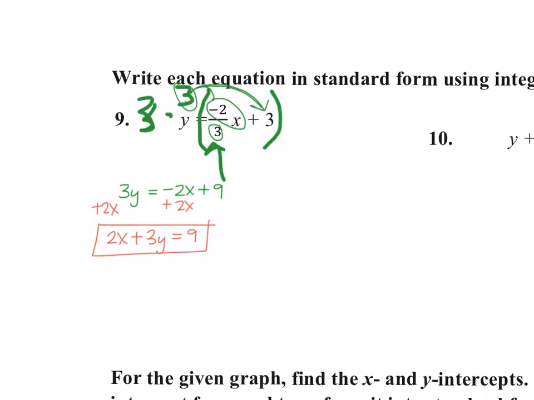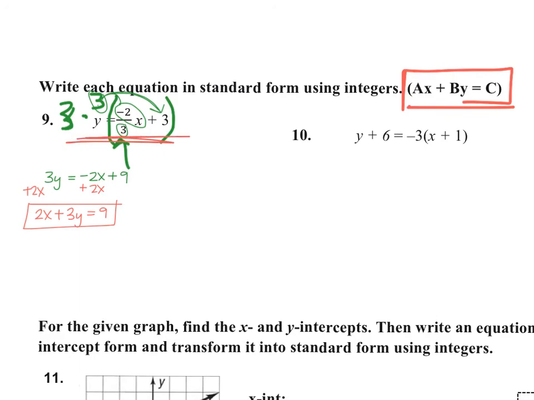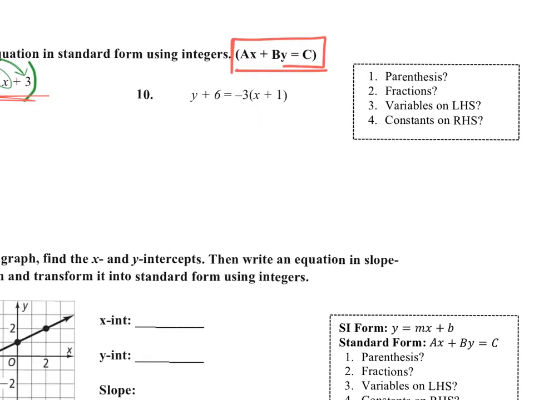Okay, so that's if it's in slope-intercept form to start. If it's in point-slope form to start, then what we're going to do is distribute this. So y plus 6 equals negative 3x minus 3 when we distribute. And then all you have to do is take away the 6. So you get y equals negative 3x minus 9. I lied. That's not all you have to do.